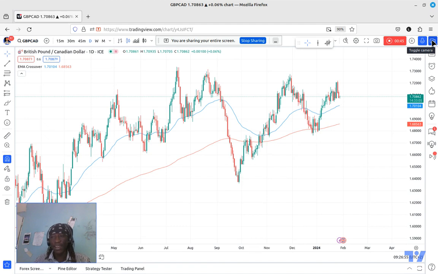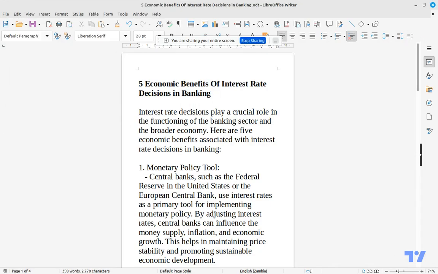Now, today I have prepared a small lesson for you. Afterwards, I'm going to talk about the rocket booster strategy, which you can see. Basically, the rocket booster strategy is technical analysis for beginners. It's not advanced, it's for beginners, and I'm going to talk about it. But before that, I have a free lesson that I have prepared for you: the 5 economic benefits of interest rate decisions in banking.